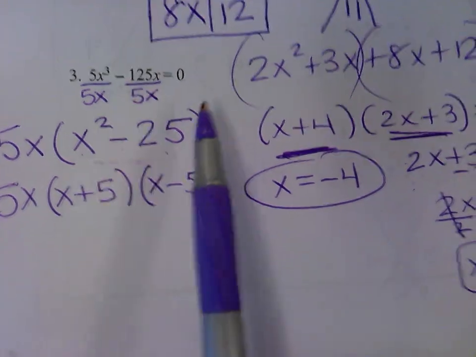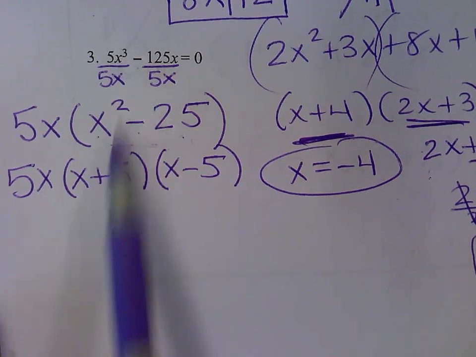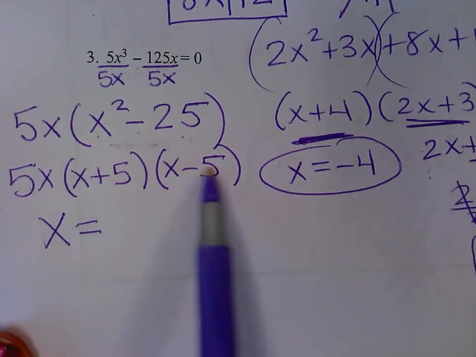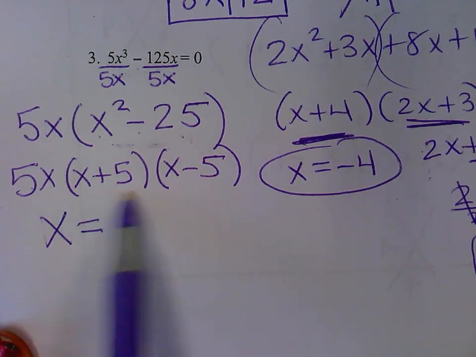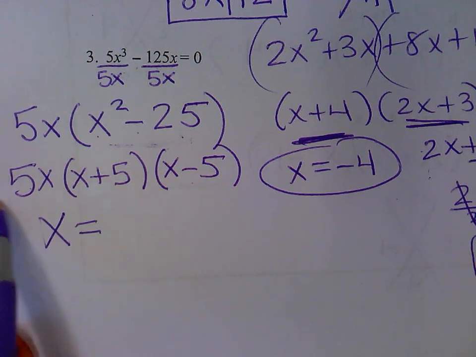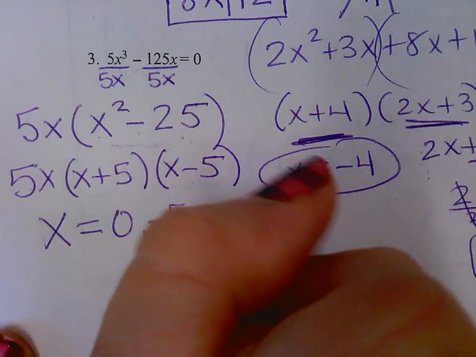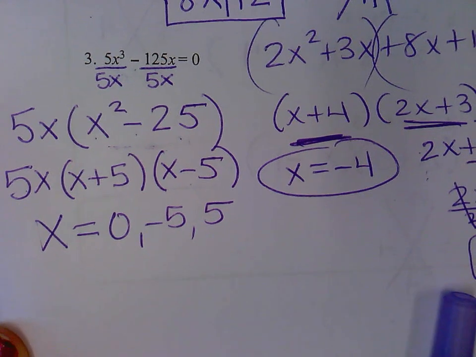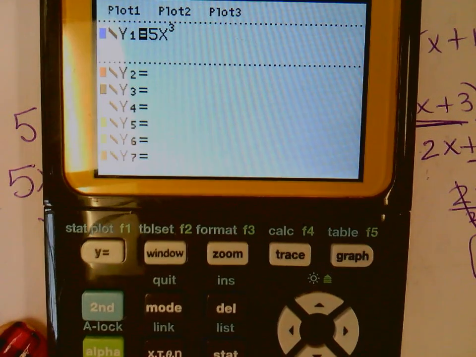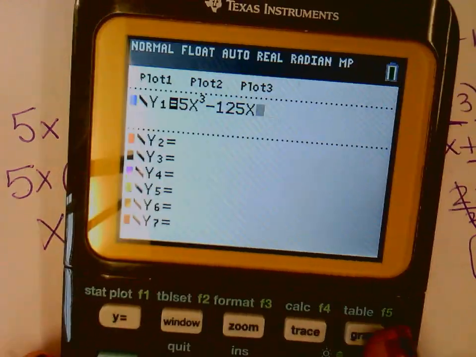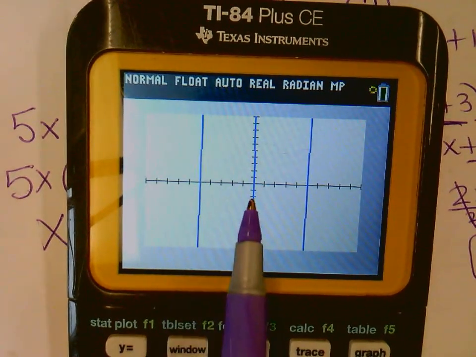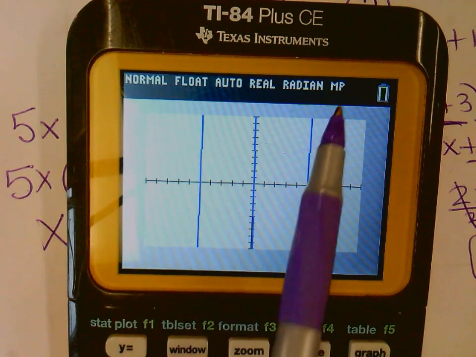This is a cubic function. See how it says x cubed up here? It's going to have 3 x-intercepts. So what are my 3 x-intercepts? What will make these parentheses equal 0? -5, +5, and 5 times what will give me 0 over here on the left? 0. 0, -5, and 5. And if I actually graph this function for you, 5x cubed minus 125x, we should expect to see an x-intercept at -5, 0, and 5. It's a big squiggle graph, but you can't see it. I got to zoom out.